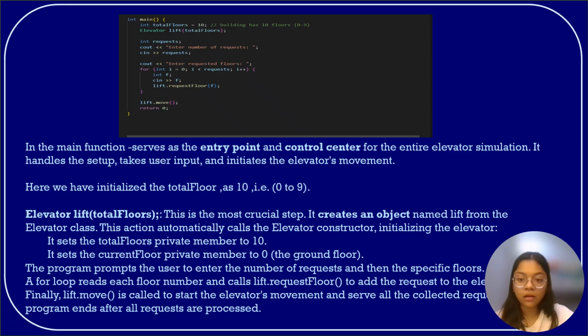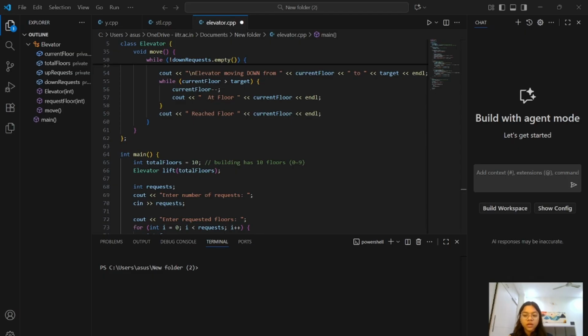All the upward and downward motion of the elevator takes place accordingly. Then after all the nested while loops within the move method are executed, we can see here it is return 0. That is, the execution of the main function is completed and the program gets terminated. So here is the actual code of the elevator simulation.